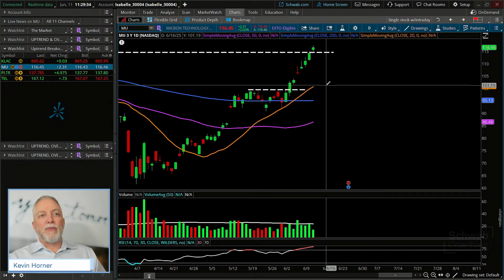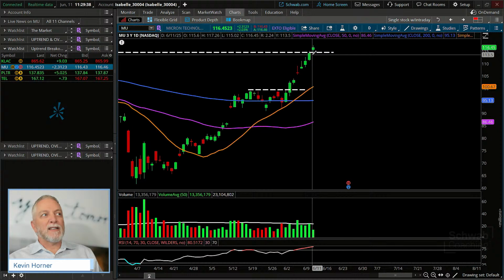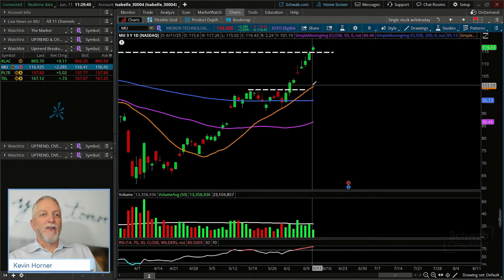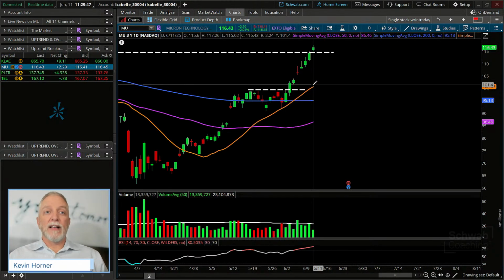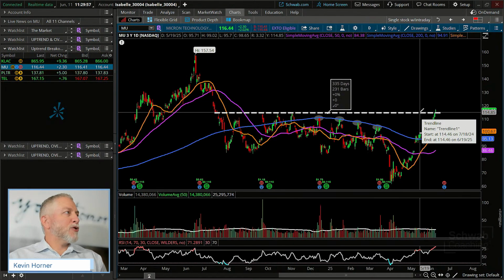But if that pullback occurs, are you going to be comfortable holding 100 shares at 116 that takes you back to 100? Or would you rather own 10 shares at 116? And then at 100, you're sitting there going, okay, now I would really love to be adding some shares to my trade here, right? That's one way to think about it. I don't think it's not a possibility. You can be a buyer right here, sure.